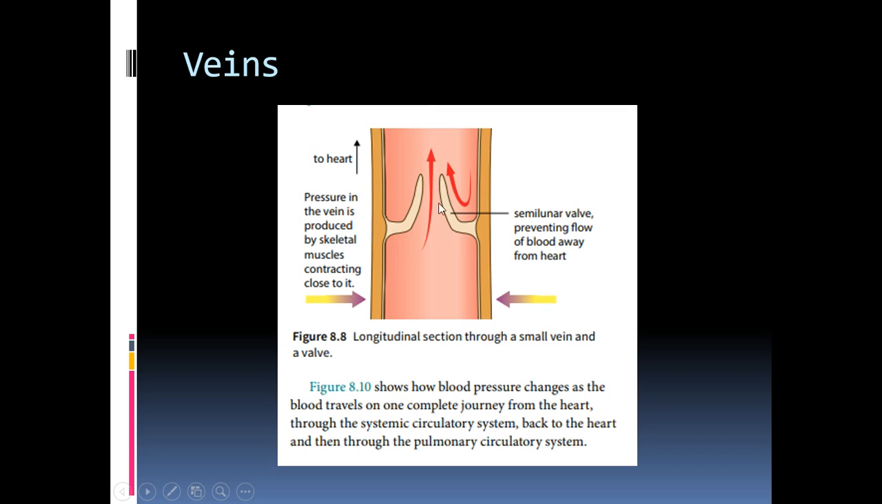And to keep blood flowing in the right direction, veins contain what we call the semilunar valve, that is formed from the endothelium layer. The semilunar valve prevents backflow of blood, and this will ensure that blood will be taken back to the heart. Okay, so I guess that's pretty much it about the blood vessels.